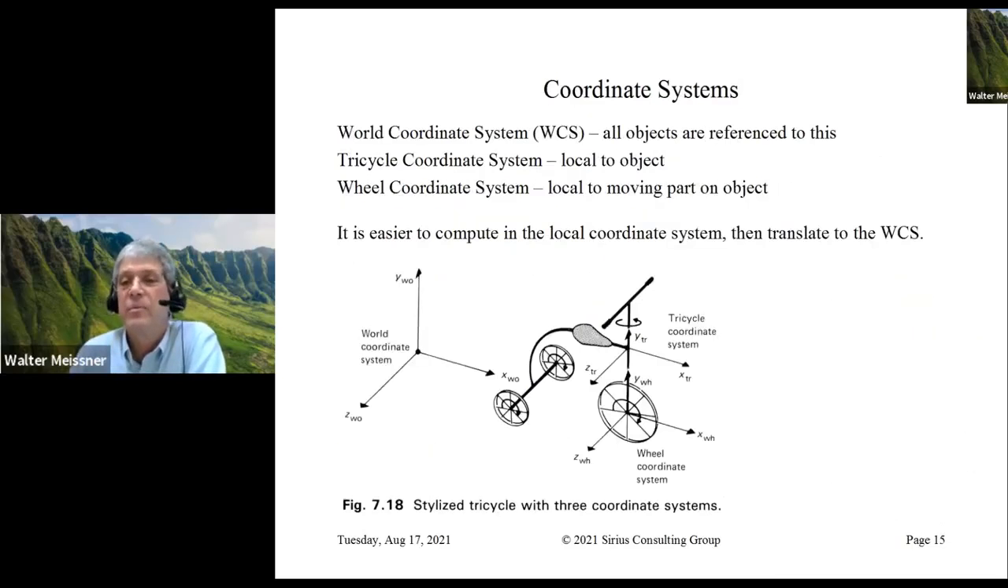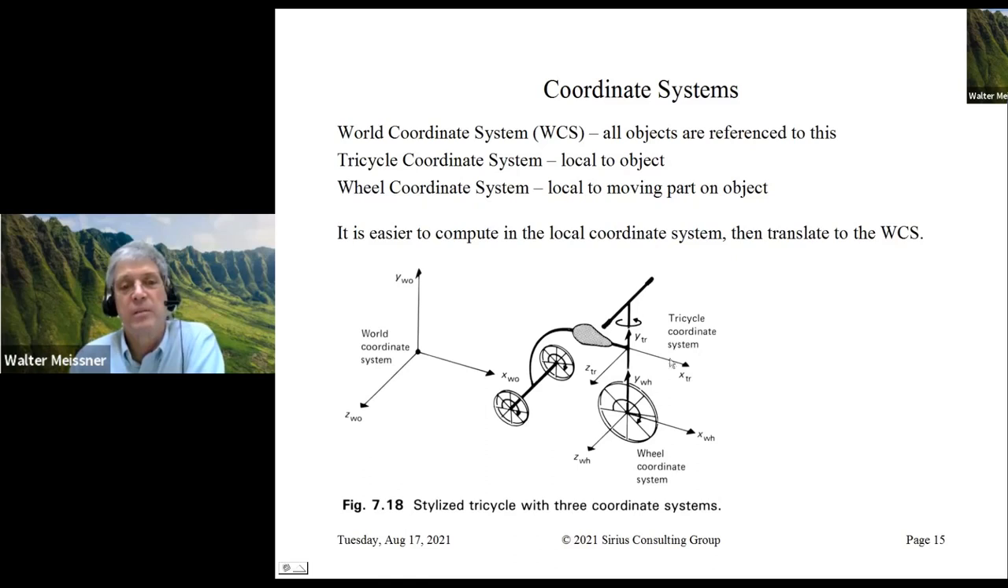Anyway, when modeling this, people generally use various coordinate systems. So the first one is the world coordinate system. All objects are referenced to this. And here is an example, a stylized tricycle with 3 coordinate systems.